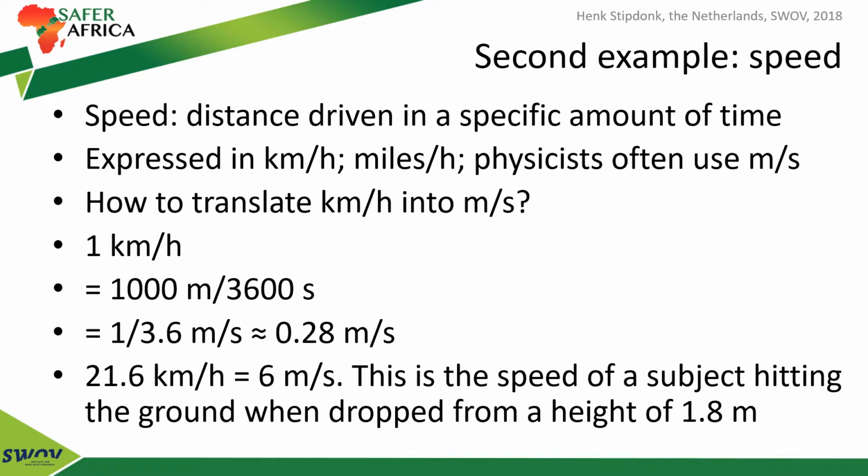By the way, this is the speed of a subject hitting the ground when dropped from a height of 1.8 meters. This example is used in the slide because it's the speed with which the head of a person hits the ground when he or she falls from a bicycle or a powered two-wheeler without a helmet. And it's exactly why helmets are very effective, because at these low speeds, 6 meters per second, a helmet can prevent a lot of head injury.